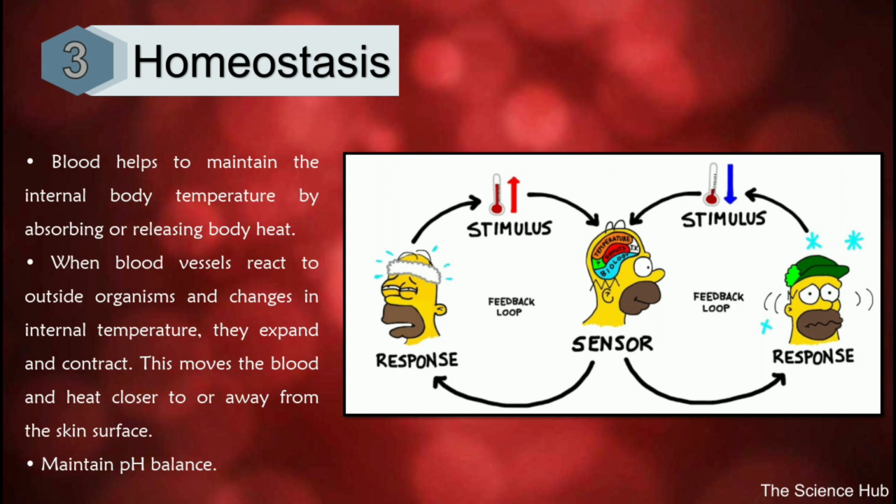When blood vessels react to the outside organisms and changes in internal temperature, they expand and contract. This moves the blood and heat closer to or away from the skin surface. As you can see in the diagram, when a human body is encountered with an increase in the temperature, it starts sweating in order to counterattack the increased heat. Whereas when the human body is encountered with a sudden decrease in the temperature, it starts shivering to produce body heat and fight the decrease in temperature. Blood also maintains pH balance.